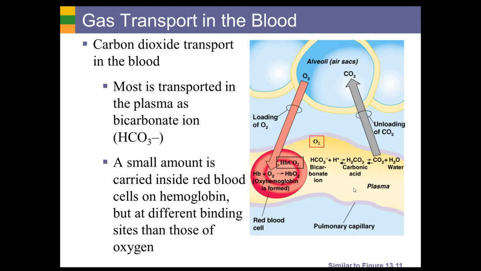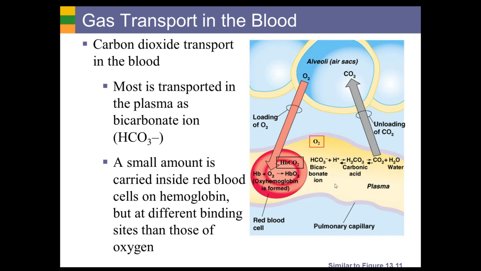What about carbon dioxide? Where is it? Well, when carbon dioxide enters the blood, it interacts with water to form carbonic acid. You know carbonic acid is simply carbonated water, right? When you bubble carbon dioxide through water, you get carbonic acid, soda pop. Carbonic acid then dissociates into bicarbonate and hydrogen ions. And so most carbon dioxide in blood is found in the plasma in the form of bicarbonate.